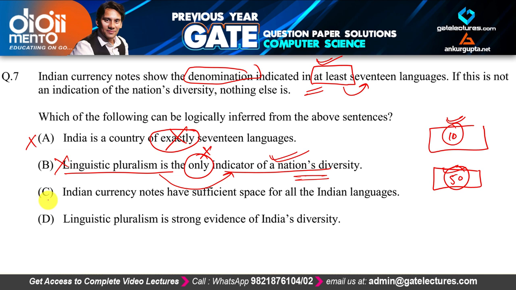Option C says Indian currency notes have sufficient space for all the Indian languages. They have not discussed space at all, so this is also wrong. Option D says linguistic pluralism is strong evidence of India's diversity. Now that is correct, because here we have 17 languages, which is good enough to say that India is a diverse country. So option D is the correct answer.